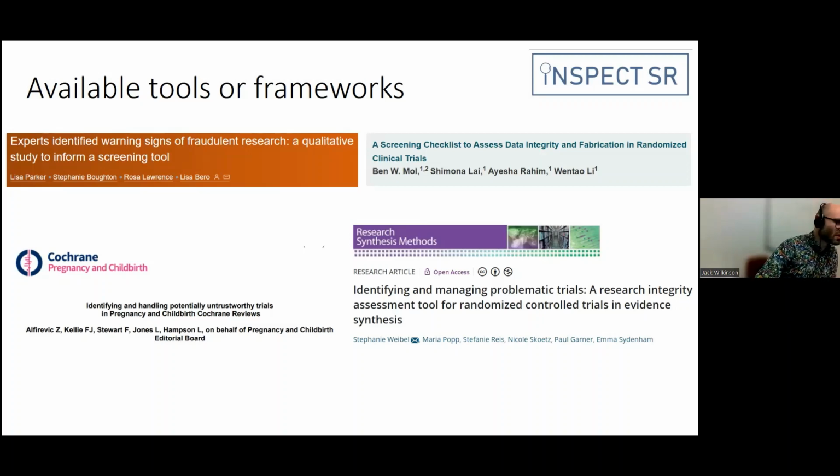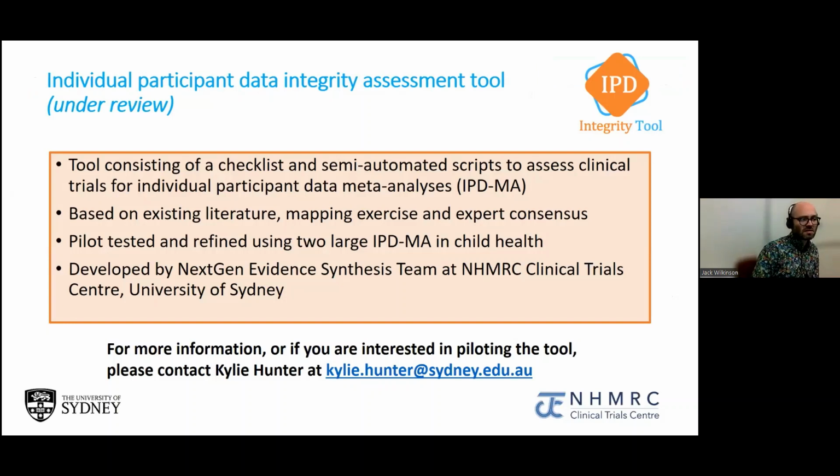I'll also mention a couple of projects that are in development that I'm aware of, that will be with us soon, I believe. So there's some work from the Next Gen Evidence Synthesis team at the University of Sydney, and they're interested in looking at studies in the context of individual participant data meta-analysis. So that's a situation where you've got the underlying data set from lots of trials on one topic. You've got comparable variables. You're able to put all the data sets from these different studies in a comparable format. What sort of checks can you do on the data in that situation? Okay, so I believe that's under review and should be published quite soon.